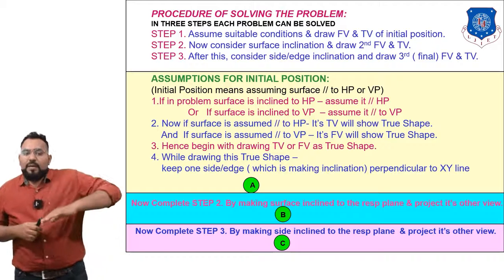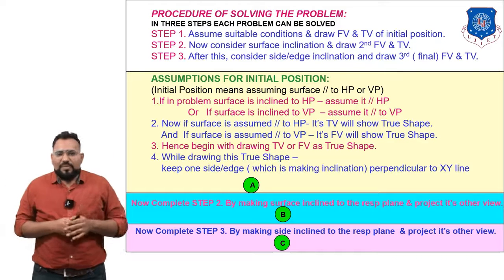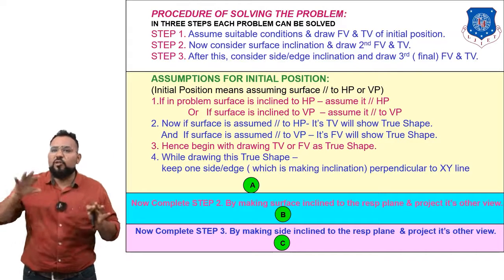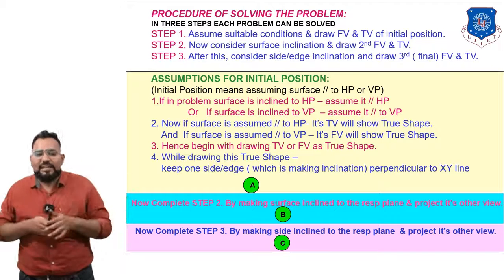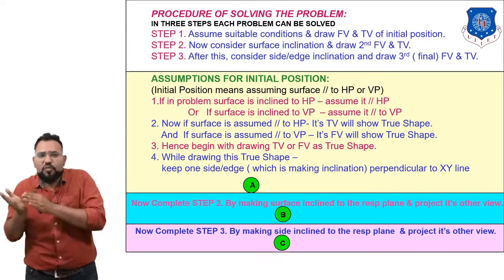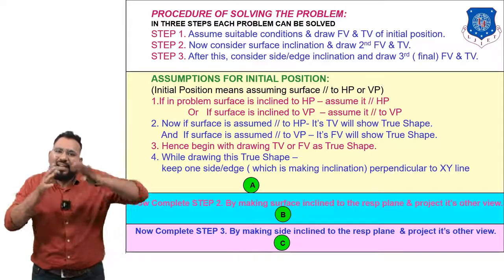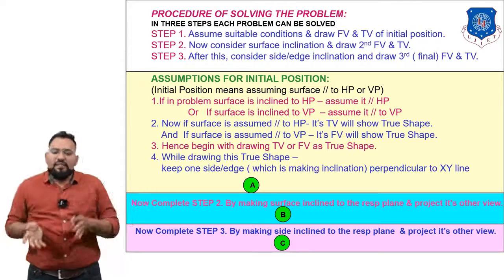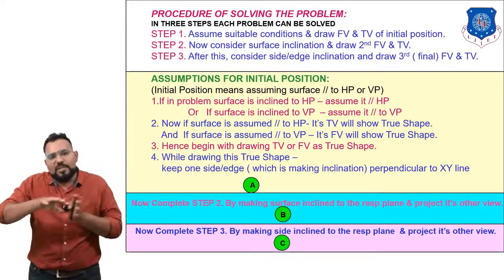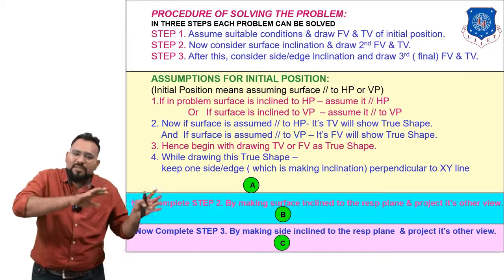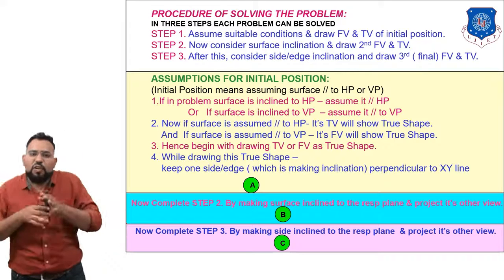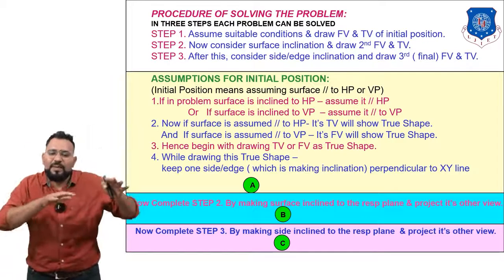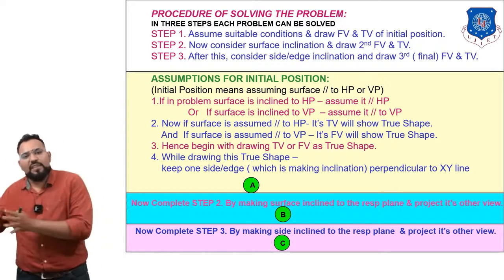Let us say that in the example he does not give that the surface is parallel to HP, but writes that the surface is inclined to HP. Then you have to automatically consider that the surface is parallel to HP, assume that, and start the whole drawing. If he does not give that the surface is parallel to VP, but says the surface is inclined to VP, then you have to assume that this surface is parallel to VP and draw all three drawings.